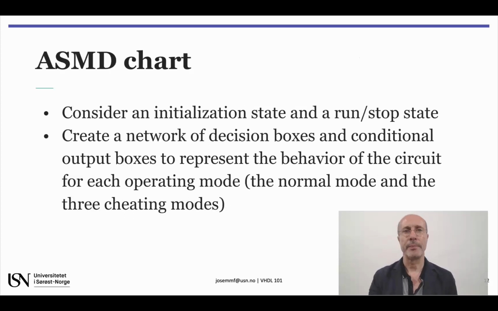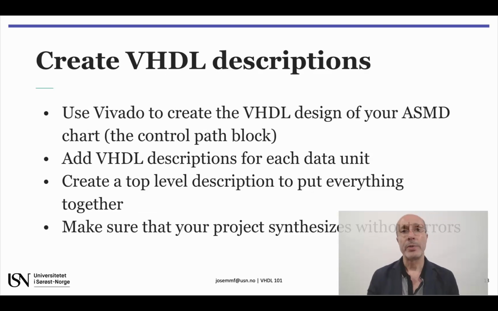You may start by considering that the FSMD chart will comprise only an initial state and a run-stop state, and try to represent all the decision boxes and conditional output boxes that need to be present in each ASM block. Once you believe to have reached a solution, you can start to convert the FSMD chart into an equivalent VHDL description.